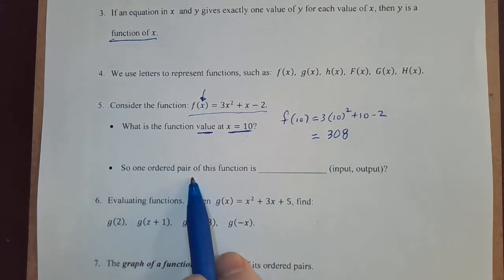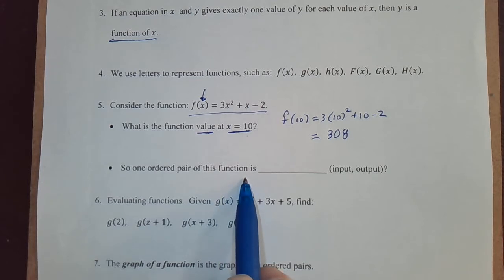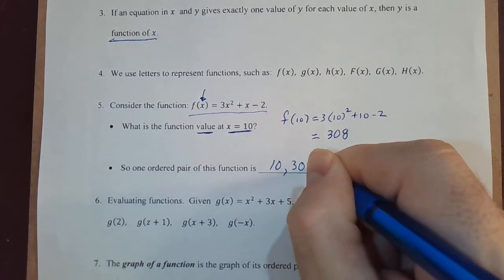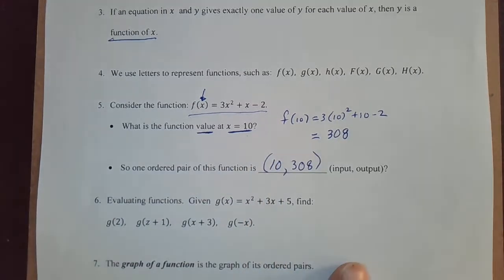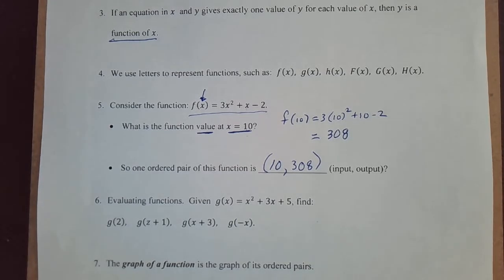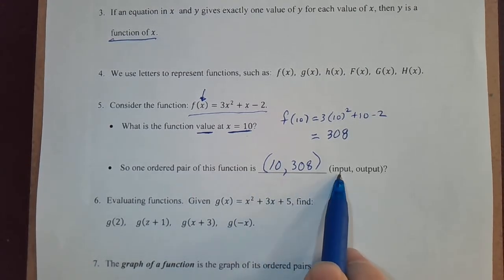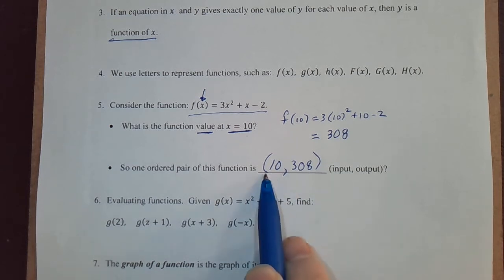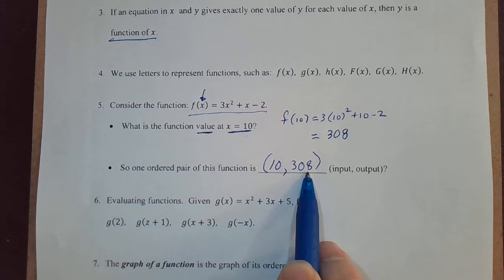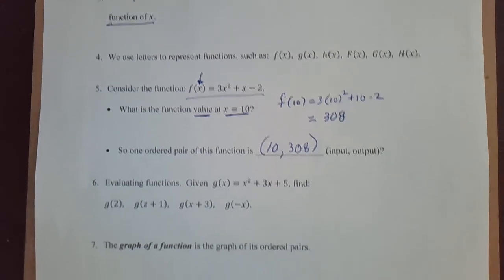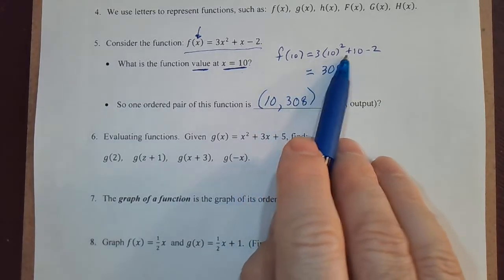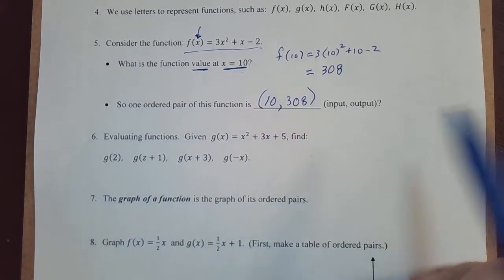So one ordered pair of this function is the xy pair 10, comma, 308. That's just one ordered pair. So the 10 is considered the input and the 308 is considered the output. This is part of the domain, this is part of the range. Now evaluating functions, that one was easy. We plugged a 10 into the function and we figured out that we got a 308.